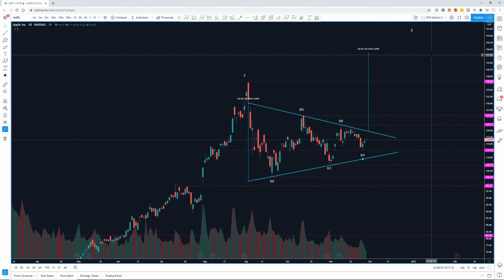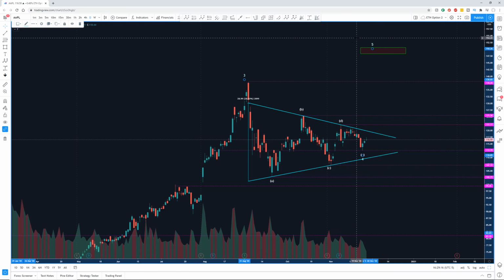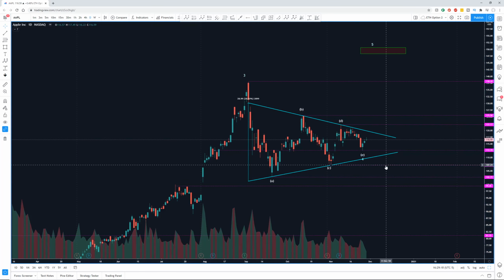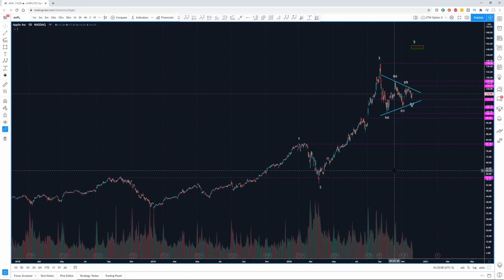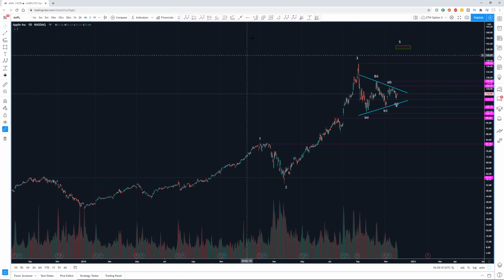Now that would be predicting a final target right around $148.75 for our fifth wave to fall. We'll put a target box up there right where we expect the fifth wave to fall based on Elliott Wave Theory and our triangle being in right now. So zooming back out, this is what my projection of Apple looks like. I think we're going to break out of this triangle sometime in the next week or two and head up towards that $148 price target on Apple.